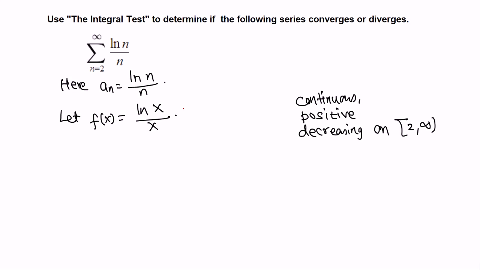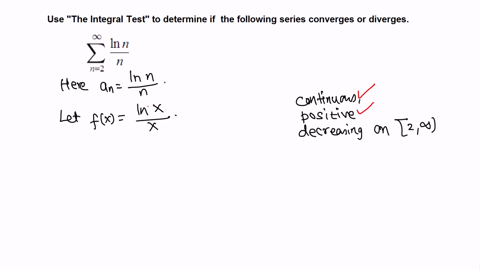Natural log of x on the interval 2 to infinity is continuous. If you graph it, you get a continuous graph, so the ratio is continuous, so this is good. Natural log of x all the way from 2 to infinity is positive, and x is positive, so the ratio is also positive.